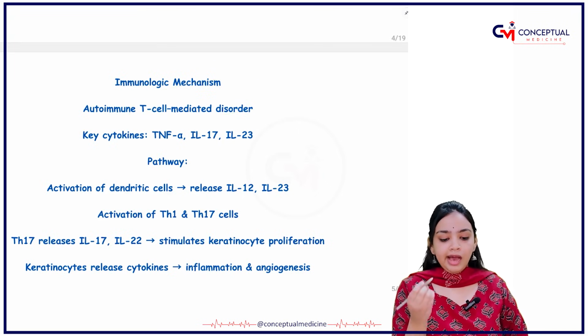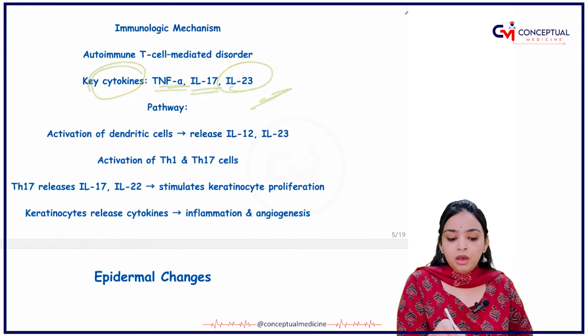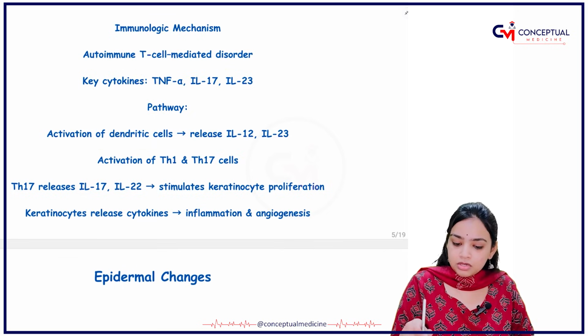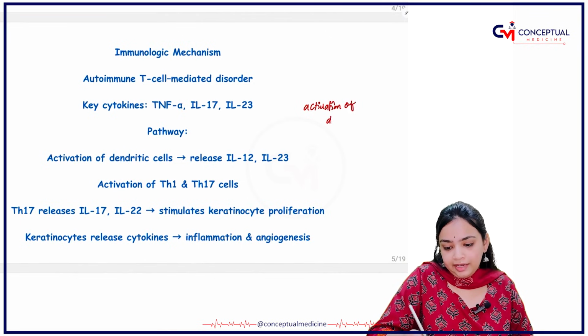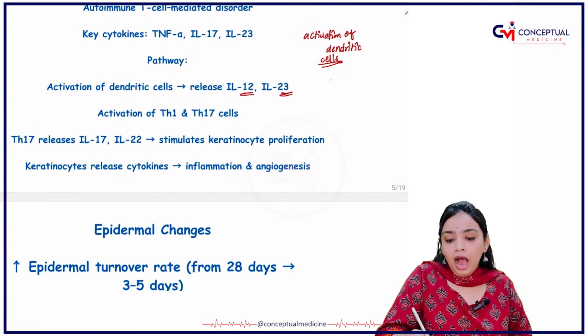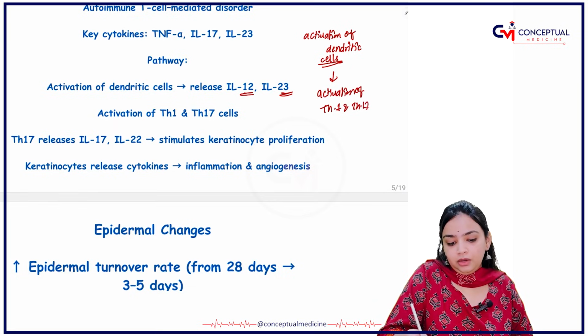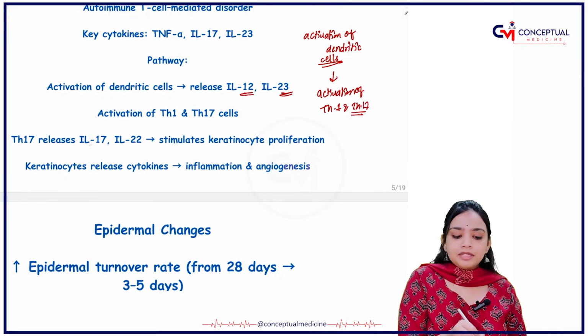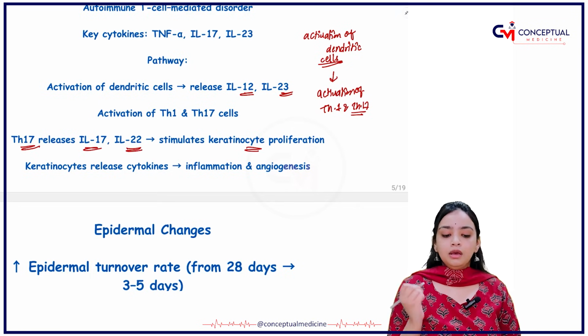Next, it has an immunological mechanism, that is an autoimmune T cell mediated disorder. T cells basically come into action. The key cytokines are TNF-α, interleukin-17 and interleukin-23. What is the pathway? Firstly, there is activation of dendritic cells. After that, there is release of interleukin-12 and interleukin-23. After the release, there is activation of T helper cell 1 and T helper cell 17. Then the T helper cell 17 releases interleukin-17 and interleukin-22, which stimulate keratinocyte proliferation.